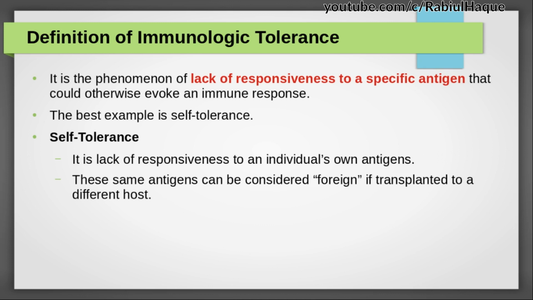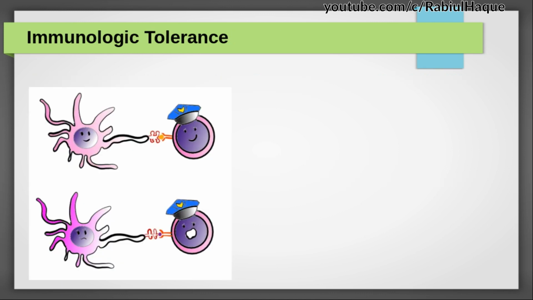Now to explain immunologic tolerance, you can see that I have drawn a simple cartoon and it is showing two interesting scenes. On the top we can see a dendritic cell. This dendritic cell is very happy because it is presenting self-antigen to a nearby T lymphocyte. And the T lymphocyte, when it is presented with such self-antigen, is also looking happy because that T cell knows that this is part of our own body, so no response is required. And this is an example of self-tolerance.